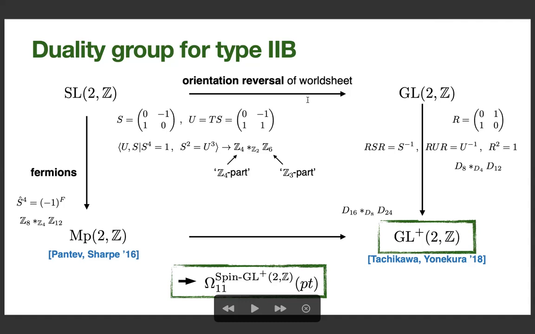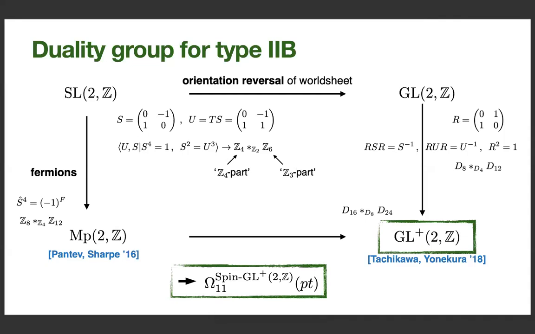And the same is true once you include this orientation reversal of the worldsheet. So you get an additional generator, which is a reflection sort of. And now these groups split as an amalgam into dihedral groups with a given number of elements. And finally, that is also true for GL+. So this you can describe as an amalgamated product of D16 and D24. So with that, of course, we're interested in the full answer, so the GL+.